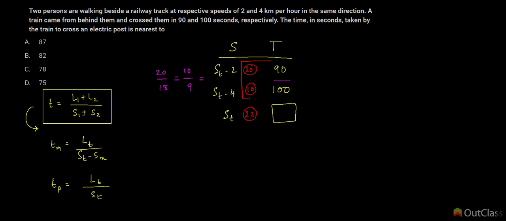Notice the inverse proportionality here. 20 into 90 is 1800, 18 into 100 is also 1800. So the time here is simply, let's say, 18 into 100 by 22. 18 into 100 should be equal to 22 into answer. So the answer is 18 by 22 into 100. You know that 18 by 22 is 9 by 11, and you might remember that 9 by 11 is 81.8%. So then into 100 would be 81.8, from the options 82.